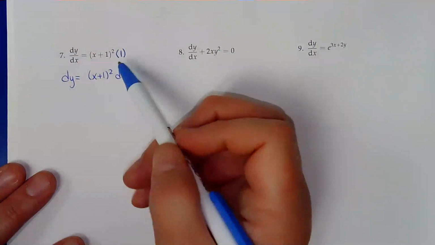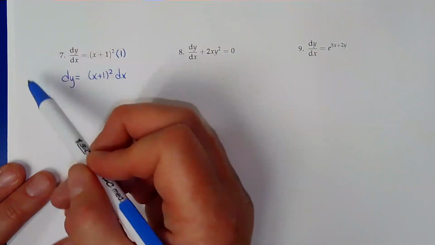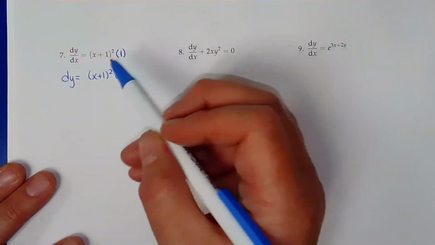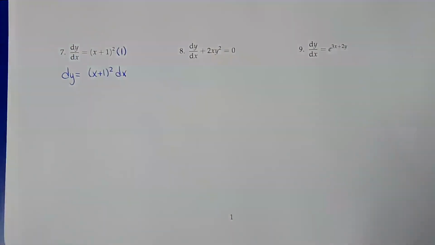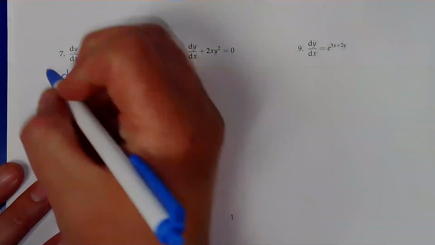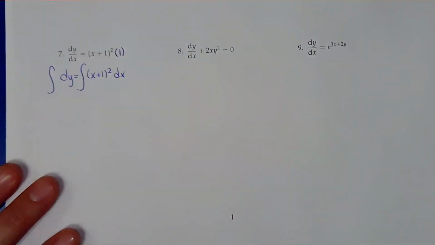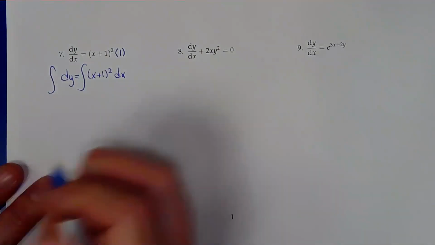And if I had something with a y over here, I would divide it over to this side. So I'd have all the y, dy pieces together and all the x, dx pieces together on separate sides. Hence the name separable equations. Once you've done that, you're going to take the integral of both sides. So we're going to find the antiderivative here.